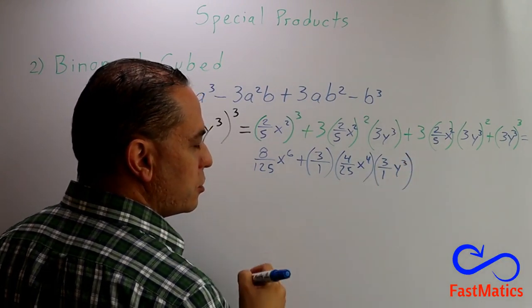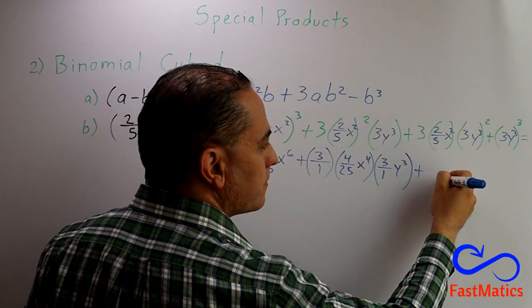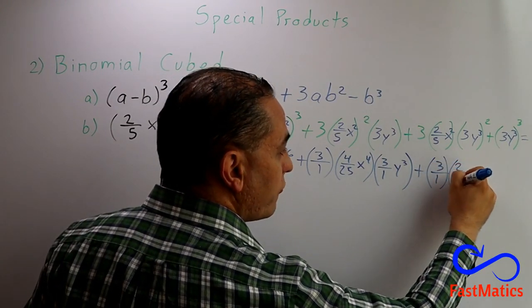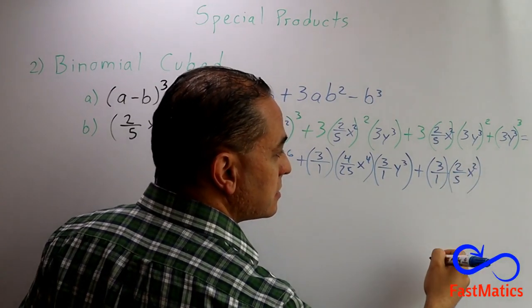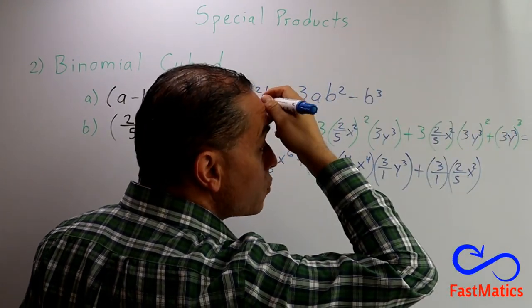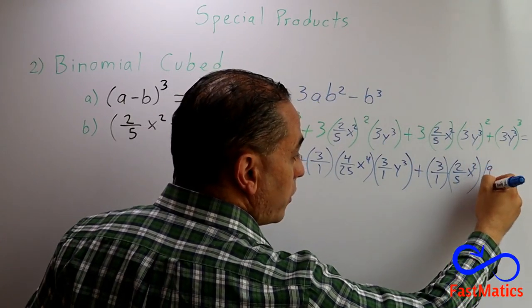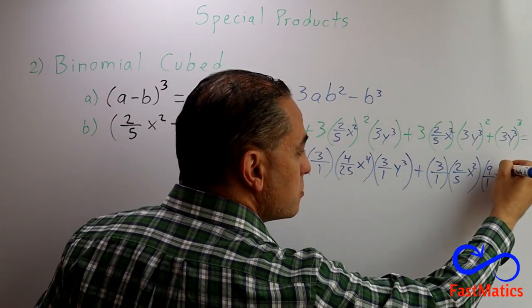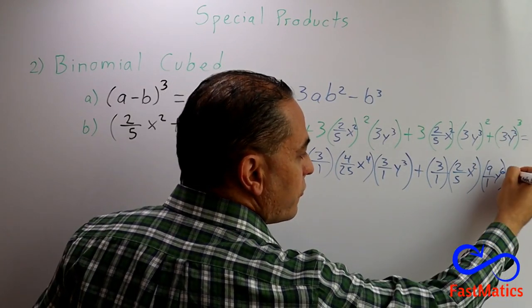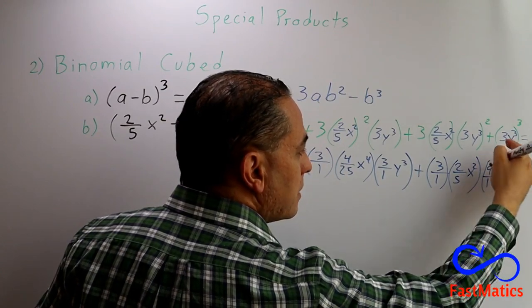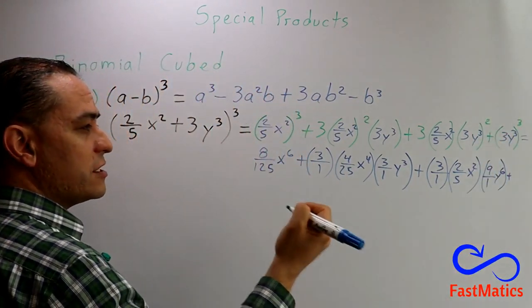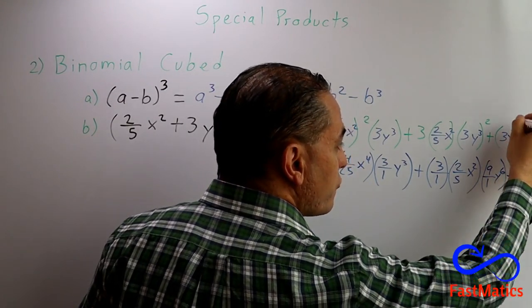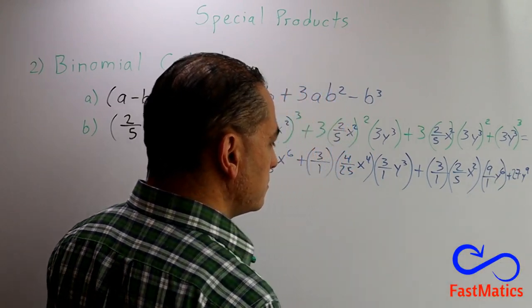y cubed plus, after that, 3 over 1 times 2 over 5 x squared times 3 squared is 9. We can write it over 1, y, 3 times 2, 6, finally plus 3 cubed, 3 times 3 times 3, 27. y, 3 times 3, 9.